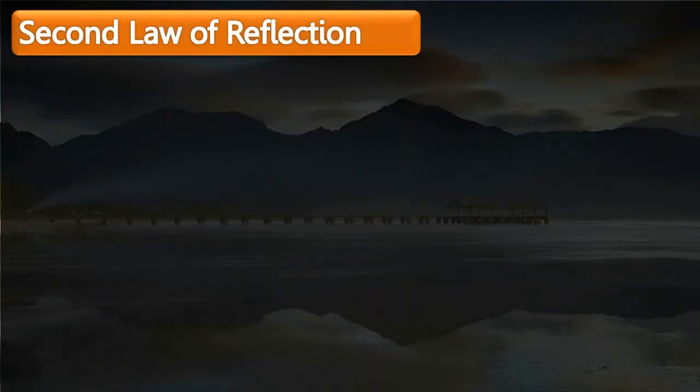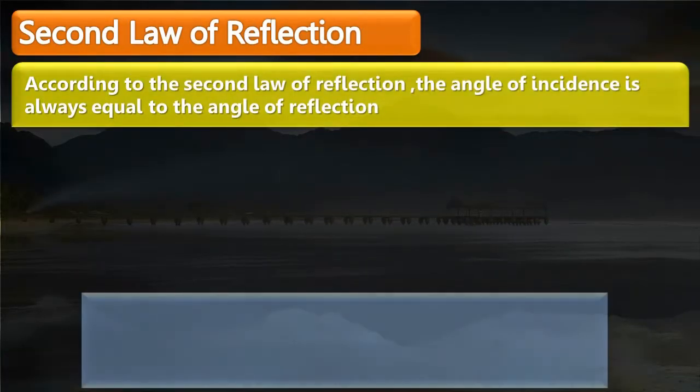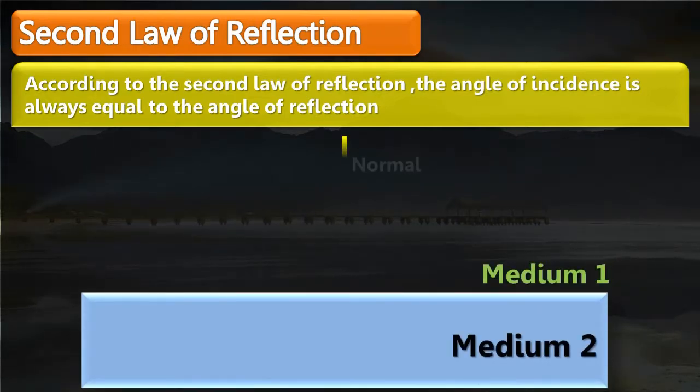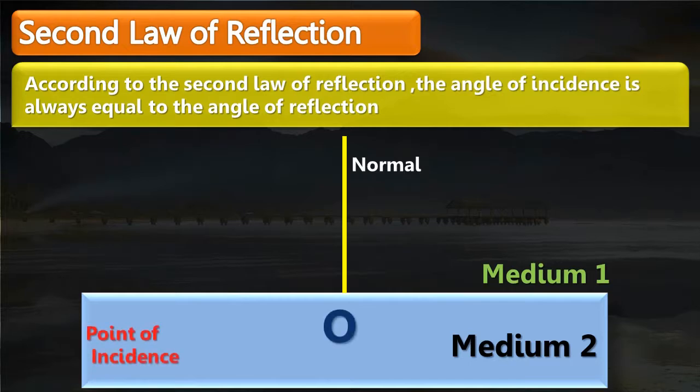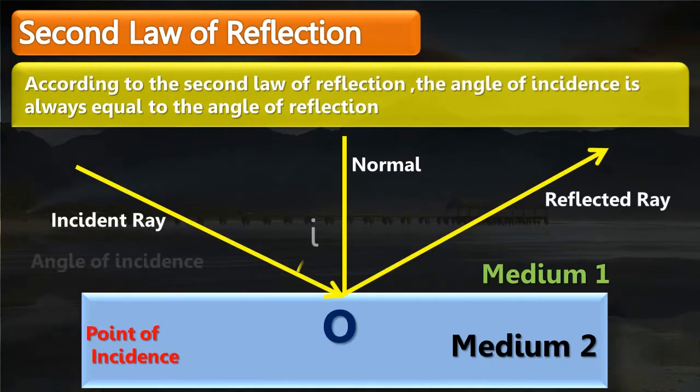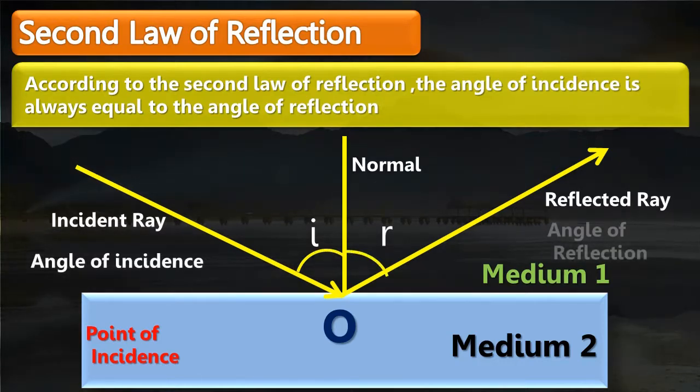Second law of reflection. According to the second law of reflection, the angle of incidence is always equal to the angle of reflection. The incident ray on the mirror at point O makes an angle I with the normal, and the reflected ray is reflected from point O at an angle R. We can see that the incident and the reflected ray have the same angle of incidence and reflection, that is, angle I is equal to angle R.